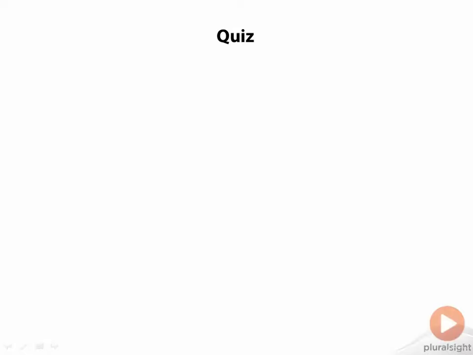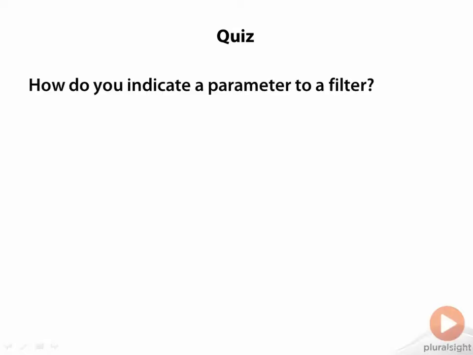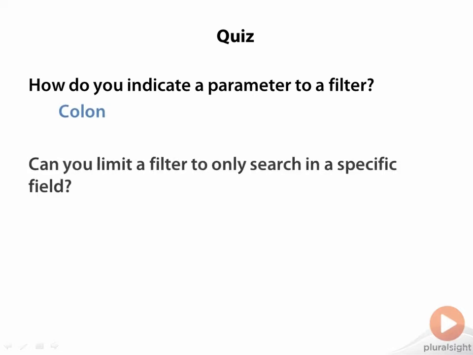Now let's review with a quiz. How do you indicate a parameter to a filter? The way you indicate parameters to filters is by, after the filter name, you give a colon and then the parameter. Can you limit a filter to only search into a specific field? Yes, you can modify the filter by giving the field name as well as the filter name, and that will limit that filter to only look in a certain field.